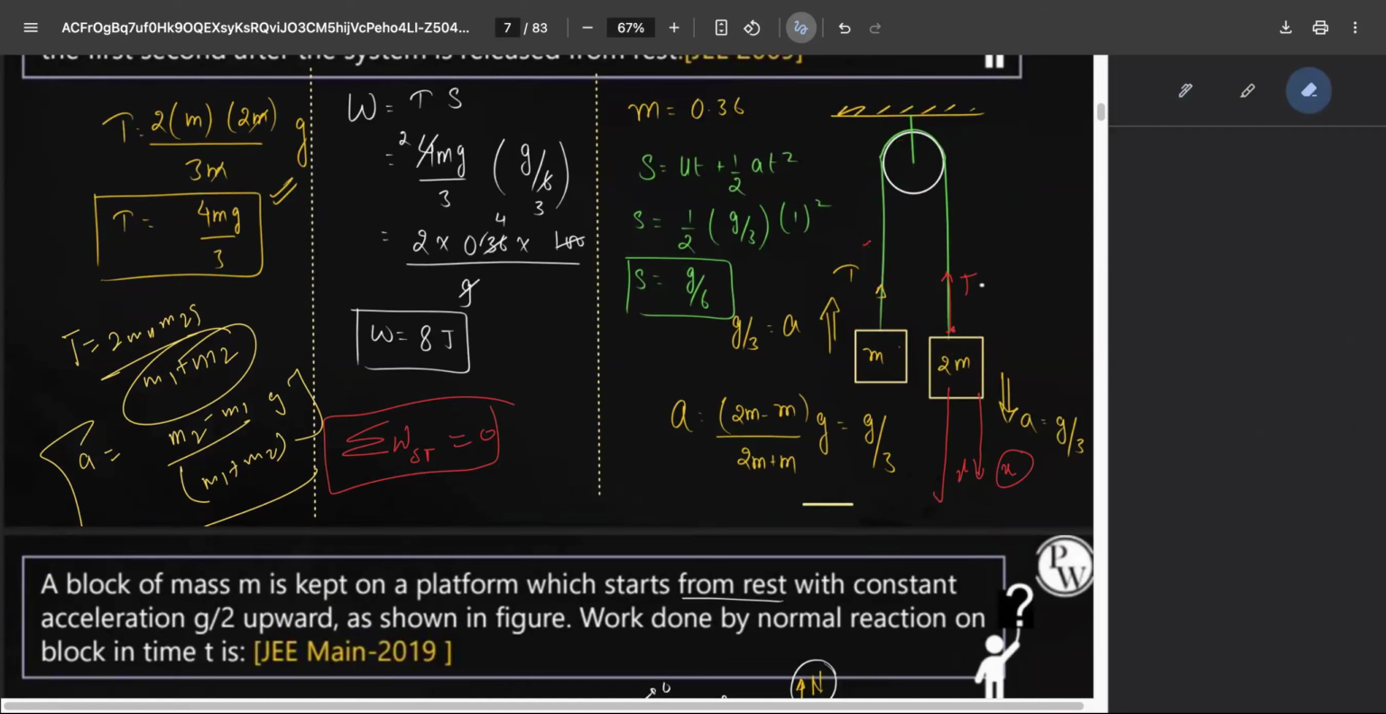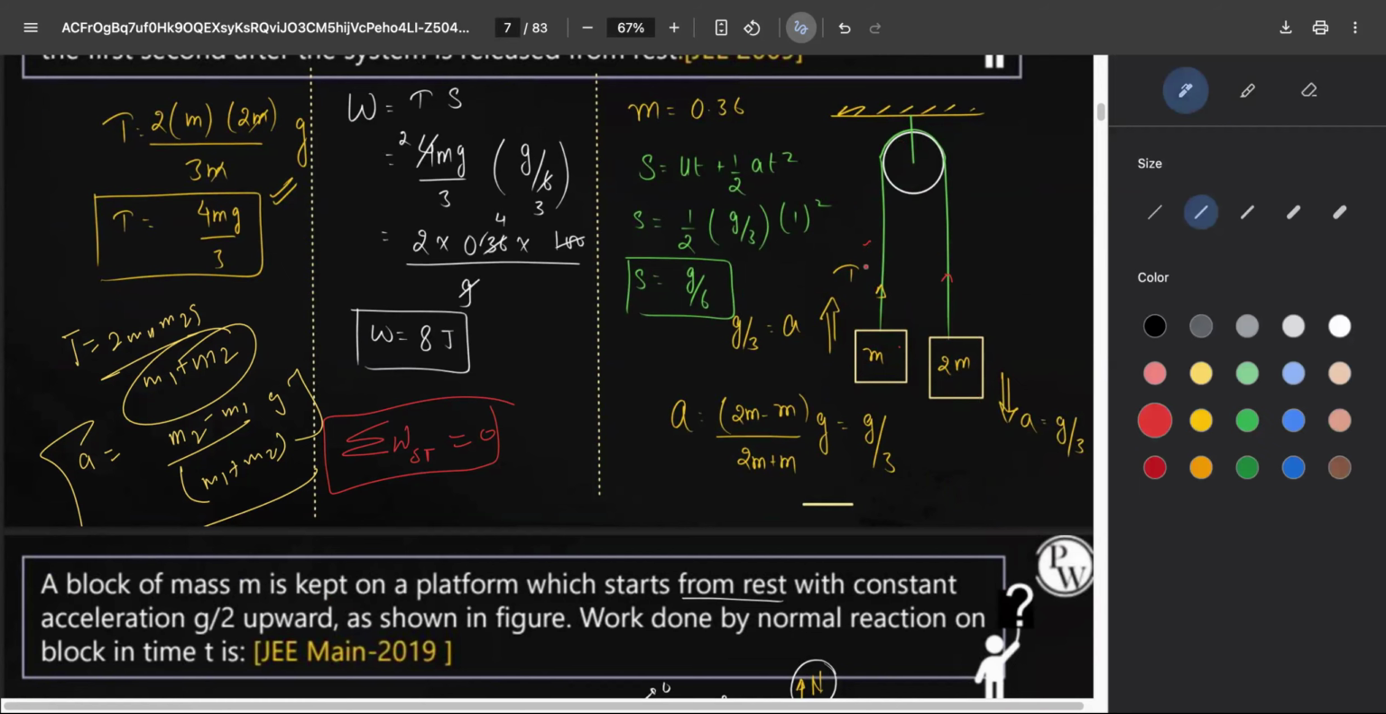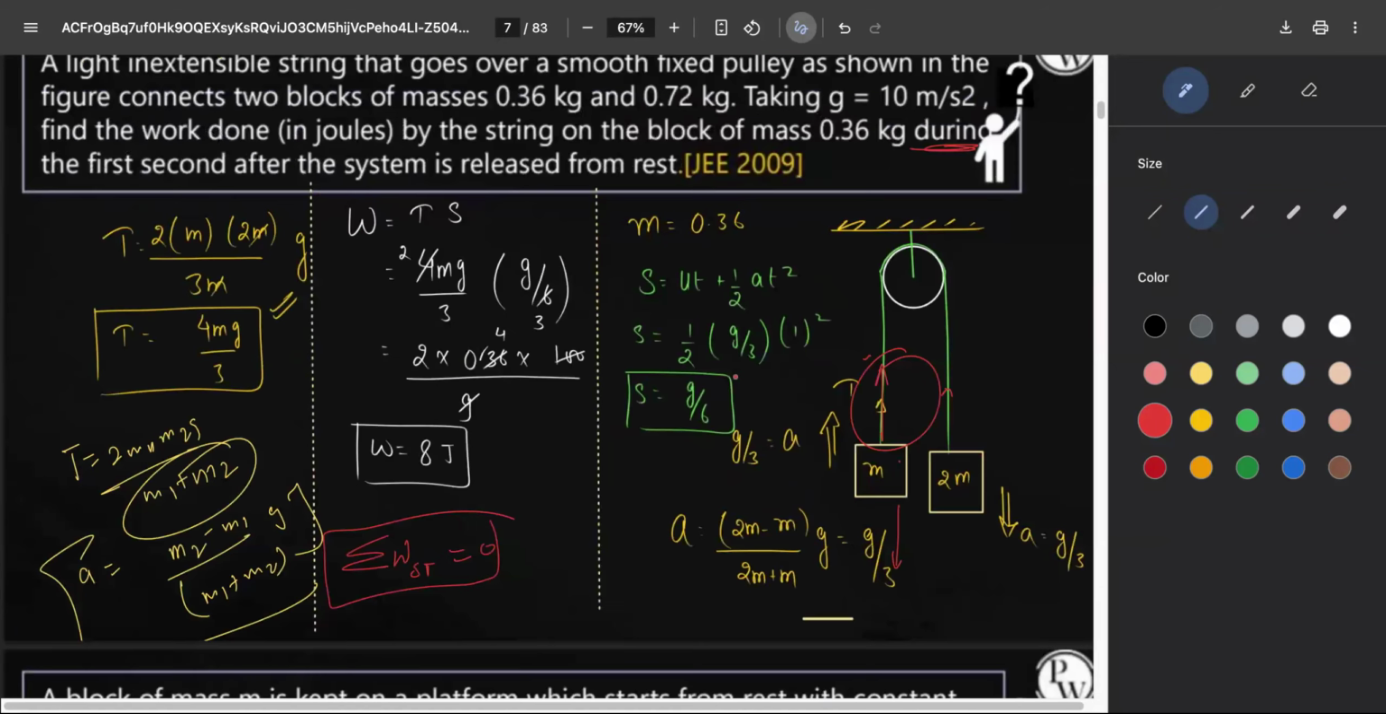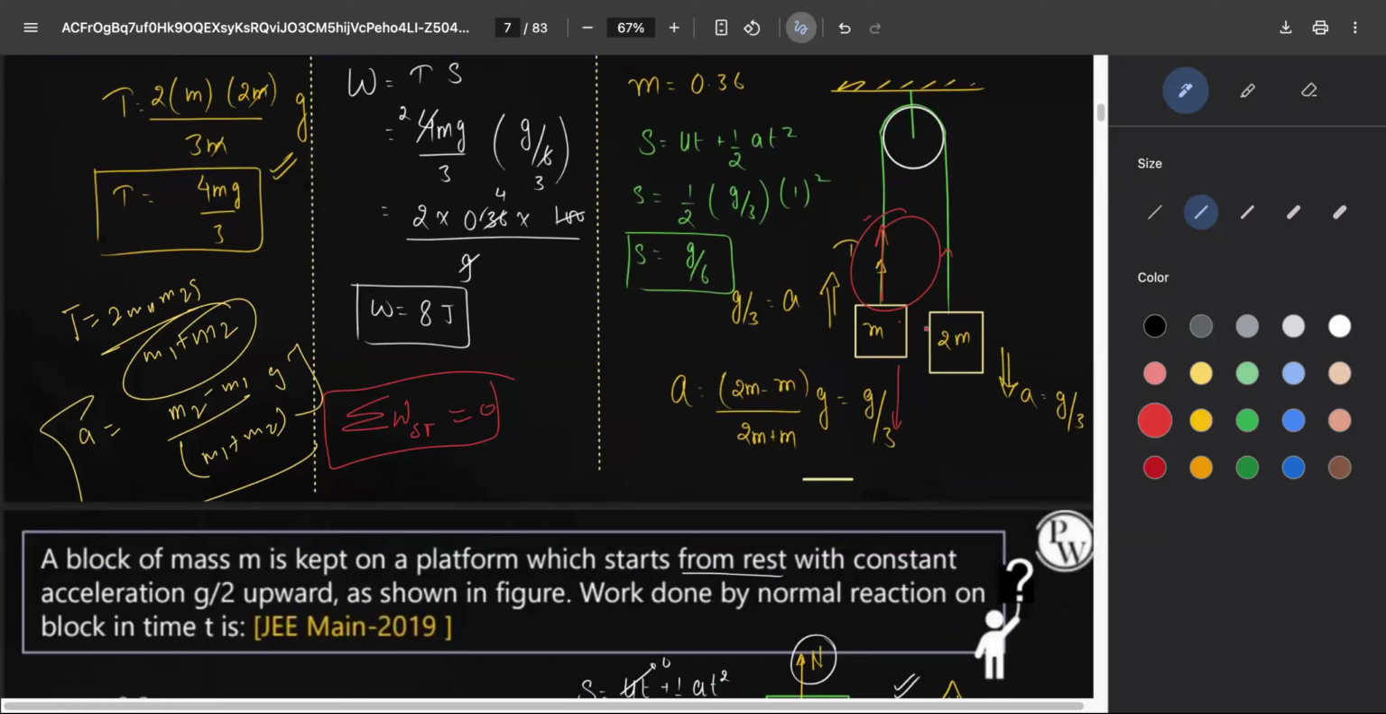What is the main thing about work done? The work done is a very simple idea: force and displacement. Although I have taken different masses, this is the smaller mass, so that's obvious, it will be going upside and this is going to go downside, right? So the force here is upside and the displacement is upside, so this work done is going to be positive, right?